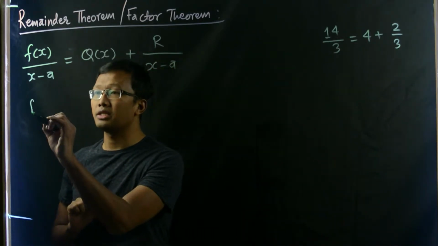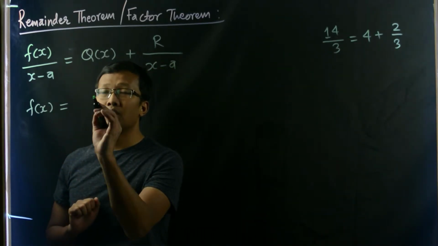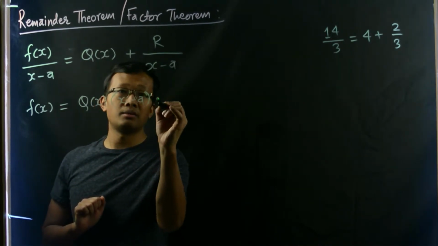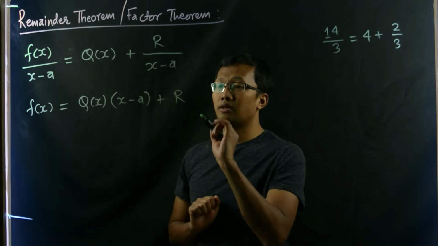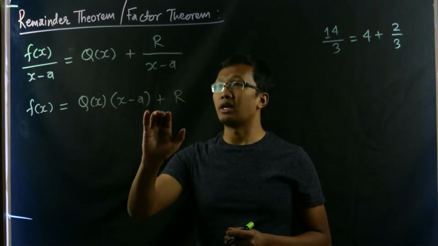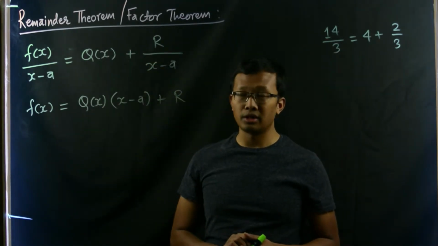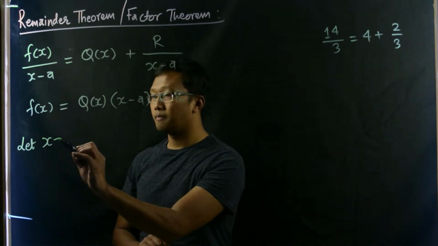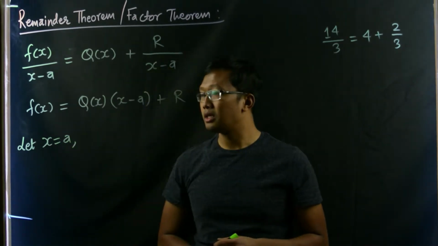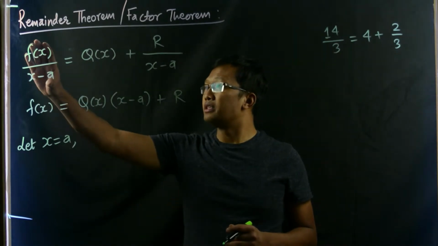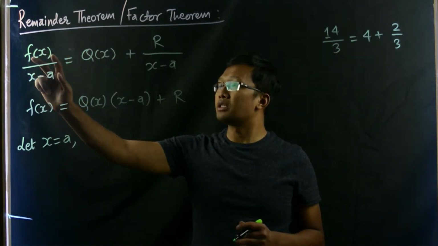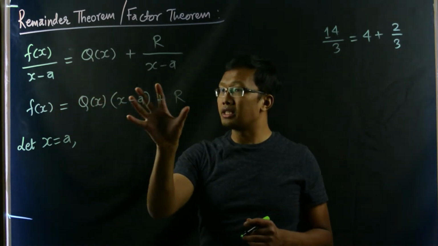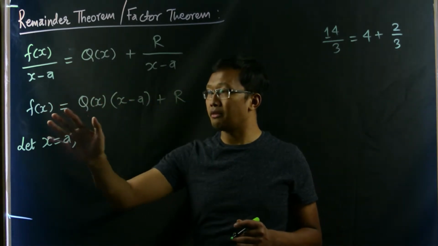Then you can write this as f of x equals q of x times x minus a plus r. This is another way to write down the division algorithm. Let us suppose x equals a. Let us plug in x equals a. Since we have divided the polynomial function by x minus a, we are getting this kind of structure of f of x.